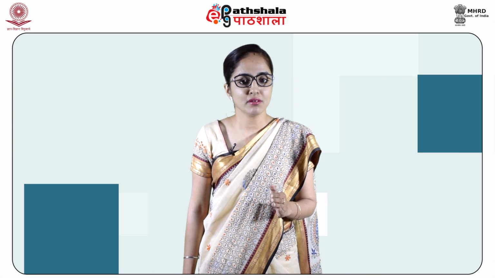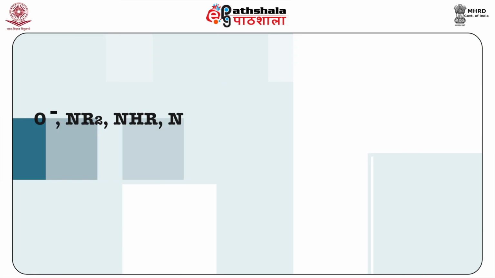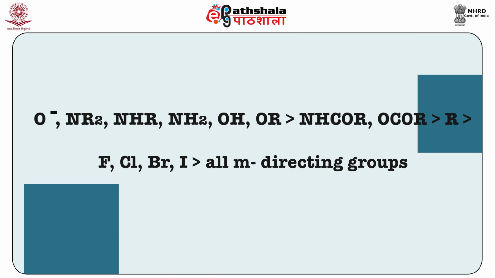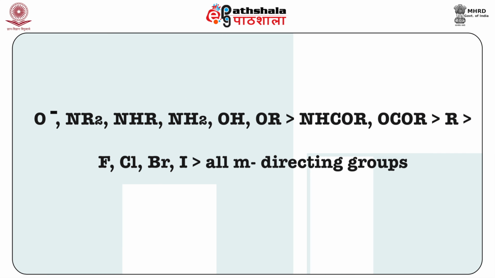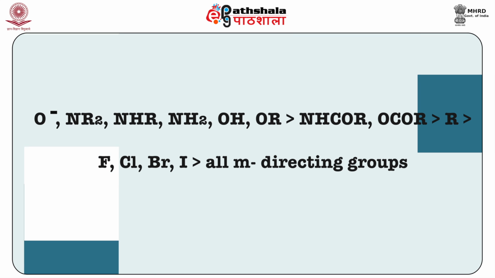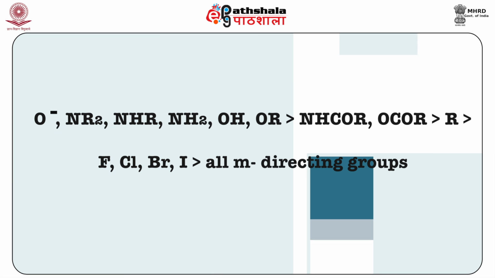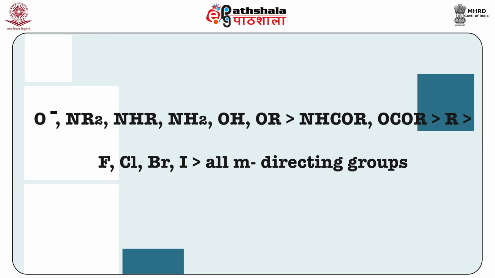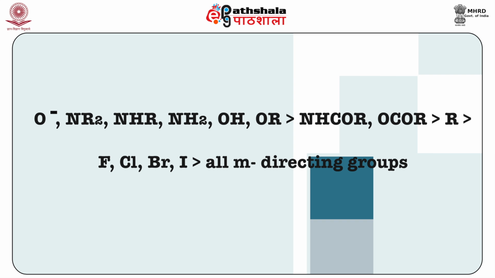However, there are some general rules for prediction of the orientation of the incoming group. We can arrange the groups in order of influence. Basically, students, we are reiterating the fact stated earlier: we will have to see which group is stronger. You can see here the O minus, NR2, NHR, that is the primary, secondary and tertiary amines, hydroxyl and the ether. They are all stronger than NHCOR, OCOR, which are greater than the alkyl, greater than all the halogens together, then greater than all the meta-directing groups.